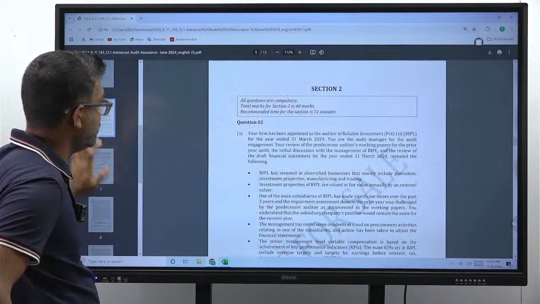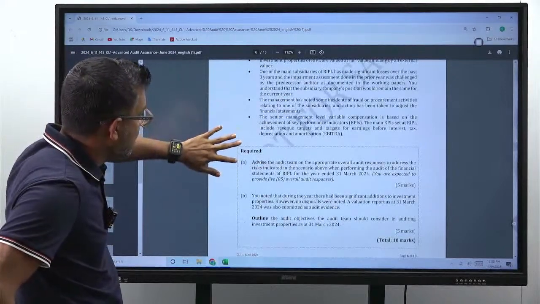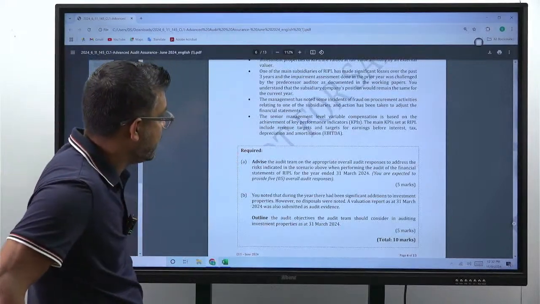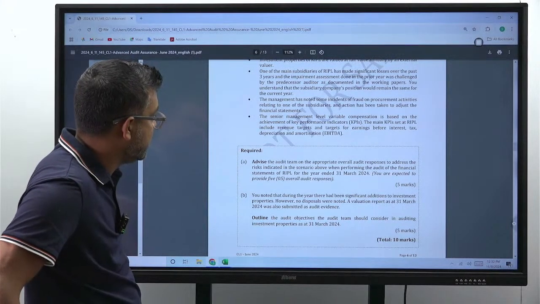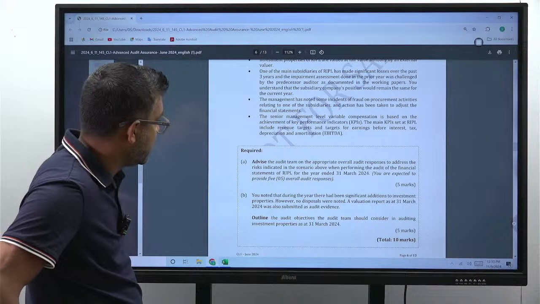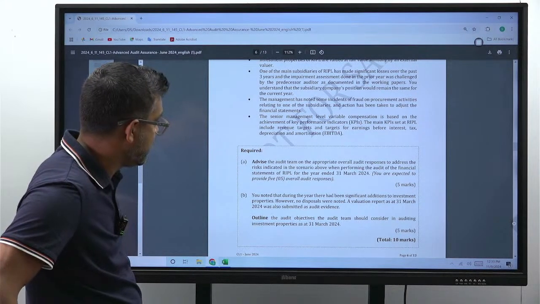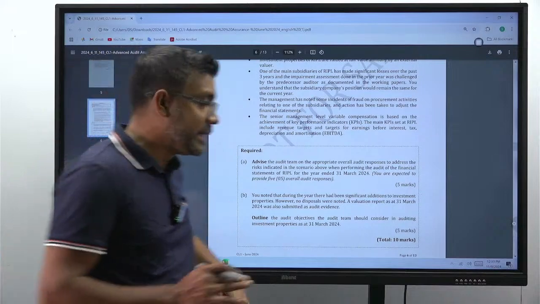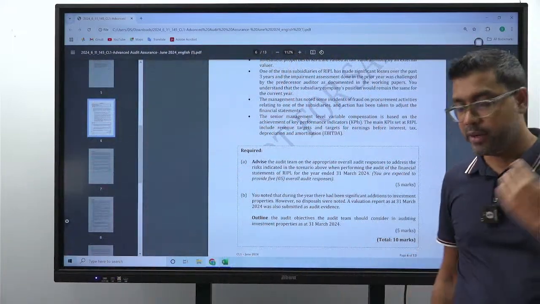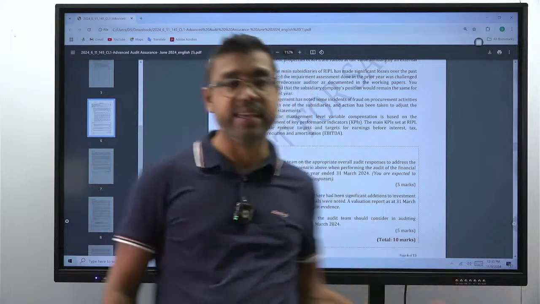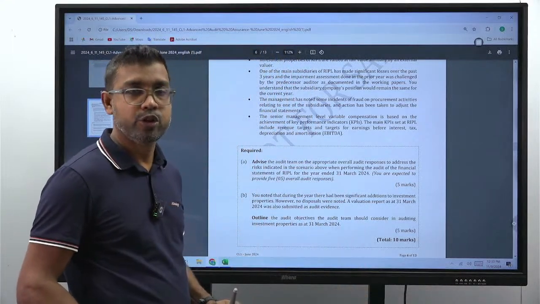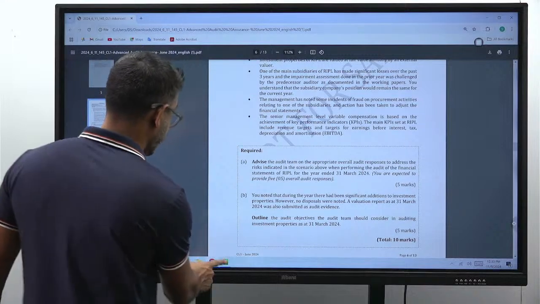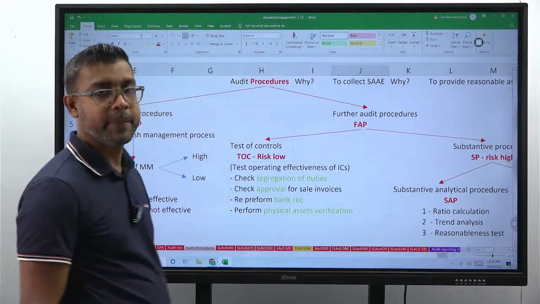Let's take question number 2. Advise the team on appropriate overall response to address the risk. Indicate scenarios performing more, fine. Noted that you have significant action in investment properties. Valuation report, fine. Outline, or fine. Indirectly you have to write some audit procedures for other questions also, but directly for 10 marks your examiner has tested this word, audit procedures.